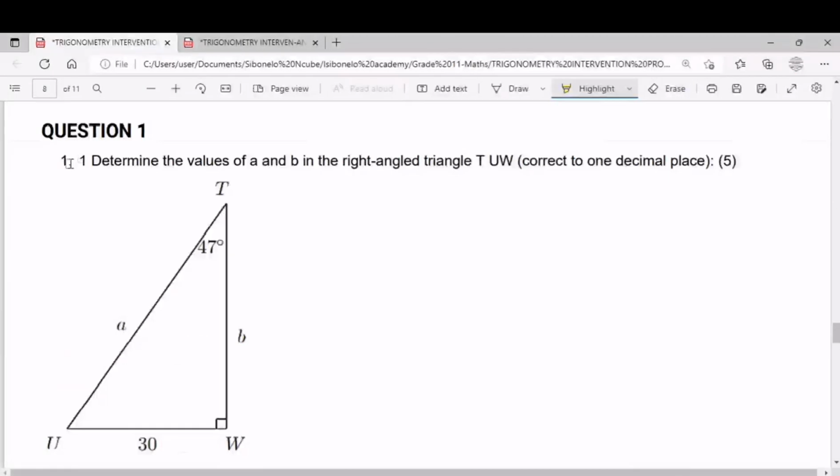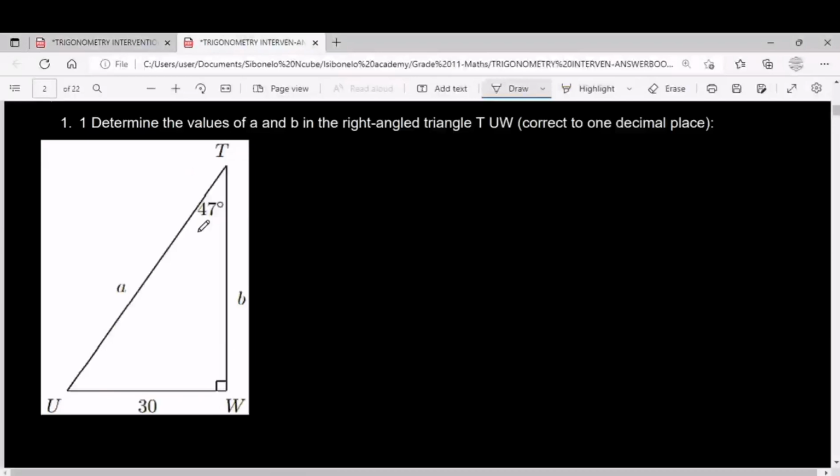So question 1, determine the values of A and B. So if you look at A, it is there. If you look at B, it is there. In the right angled triangle TUW, so it's a right angled triangle TUW. This is our triangle. Then correct to 1 decimal place. This is 5 marks. So we are required to find the value of A and B. Okay, this is our diagram. So we want the value of A and of B.